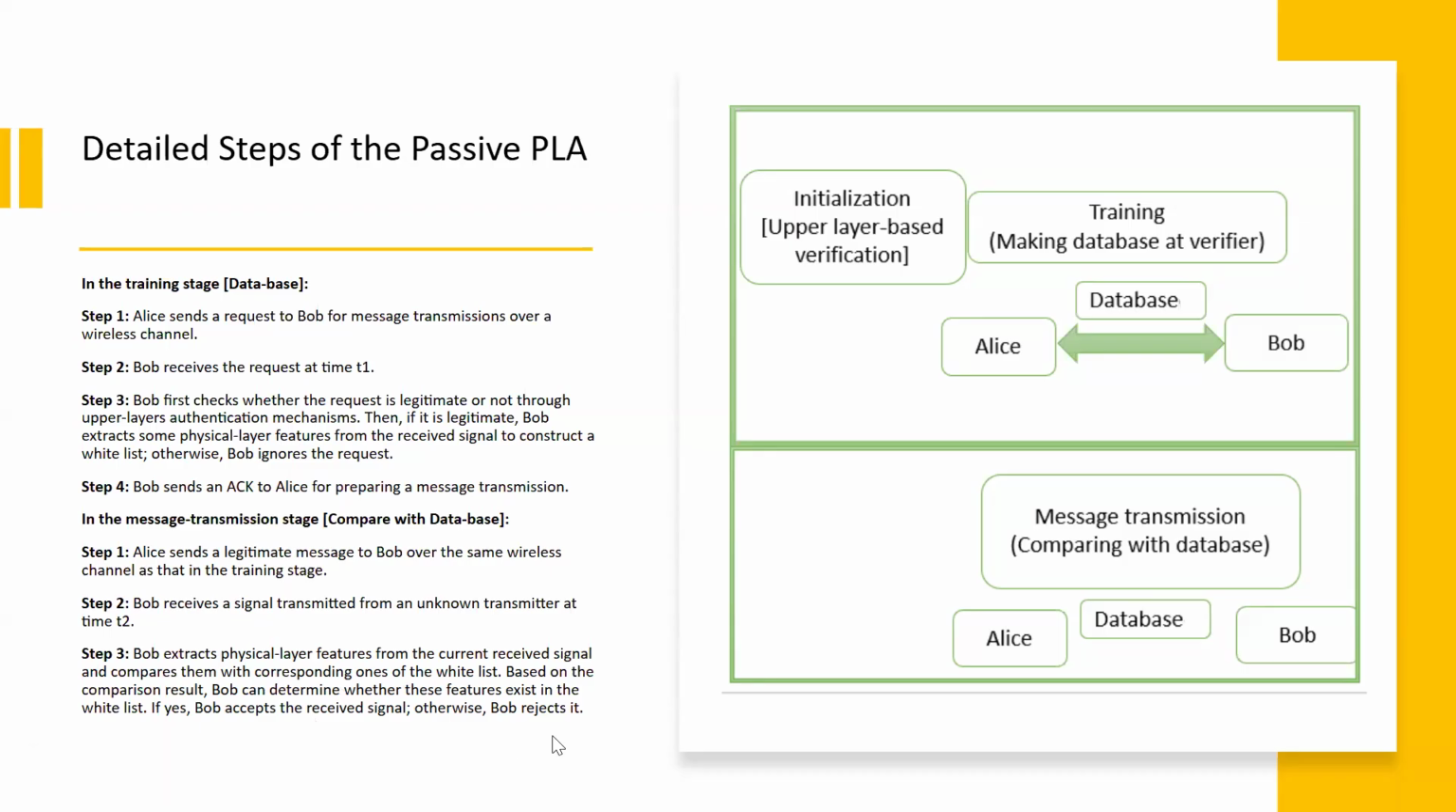So the upper layer authentication here in the training phase was used once to be able to make sure that this is a legitimate transmitter and I should allow it to get into my network. And then I extract some features about his channel. And after that, I start using his features to authenticate it instead of using the key.